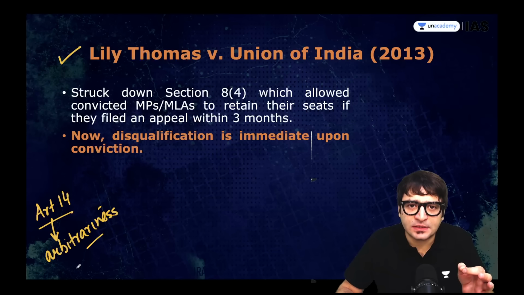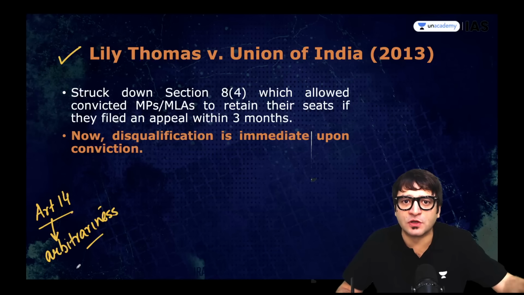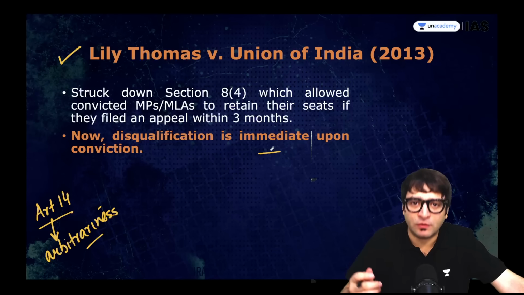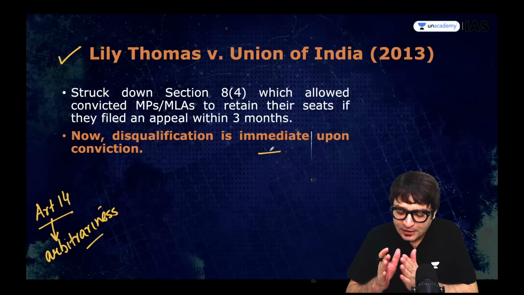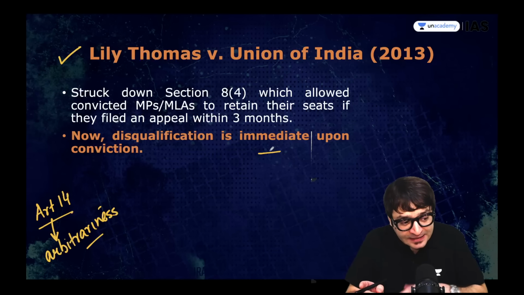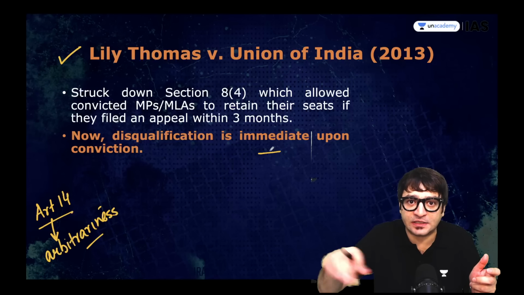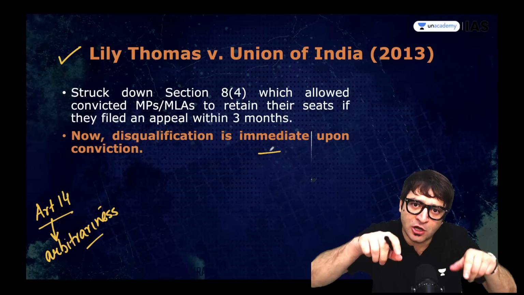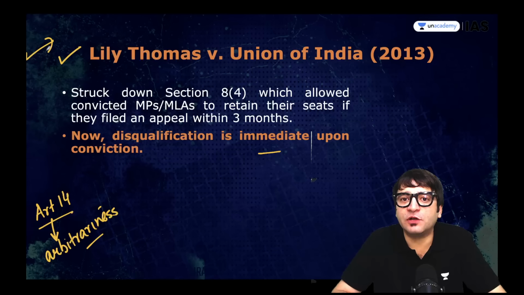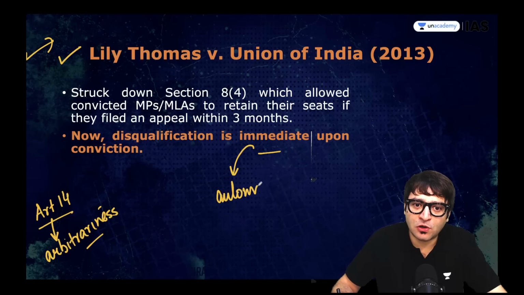Now, the moment a legislator is convicted, whether under Section 8 Clause 1, 8 Clause 2, 8 Clause 3, there will be immediate disqualification. That means you will not be provided with a 3-month window. Yes, you can appeal, but previously what was happening? You were not disqualified because you had to appeal within 3 months. Now, you will be disqualified. And then you can approach the court. And if the court decides that yes, your arguments are sound, we can suspend your sentence, we can reinstate you as a legislator. Only then, on the orders of the court, will you be reinstated as the legislator. Otherwise, no. That is thanks to Lily Thomas v. Union of India 2013. But does it mean immediate conviction or automatic conviction?